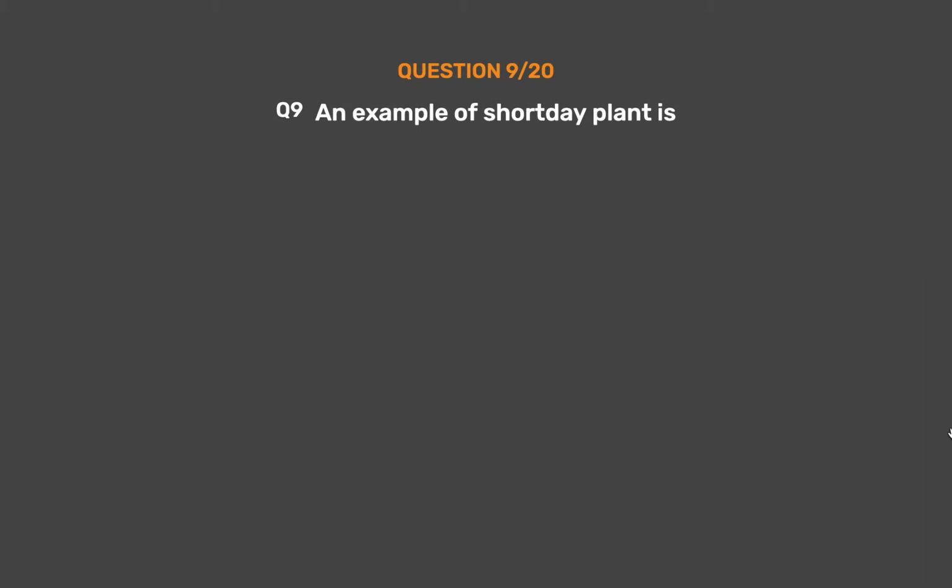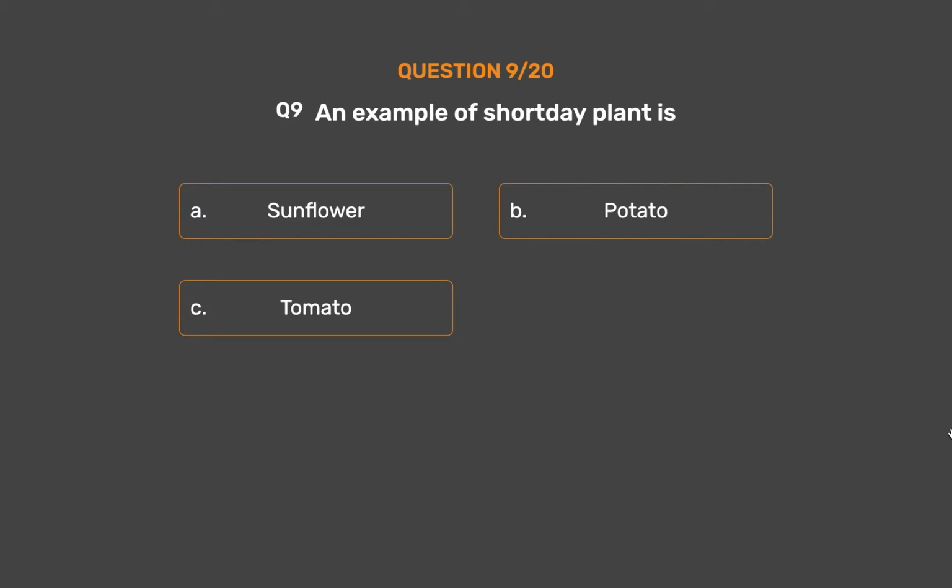Question number 9. An example of short day plant is Option A. Sunflower. Option B. Potato. Option C. Tomato. Option D. Cotton. The correct answer is Option D.